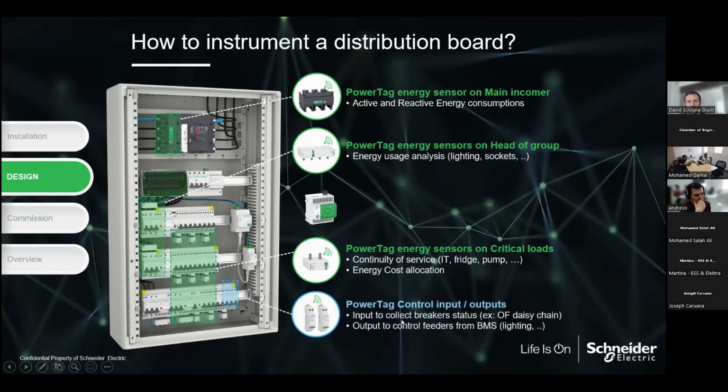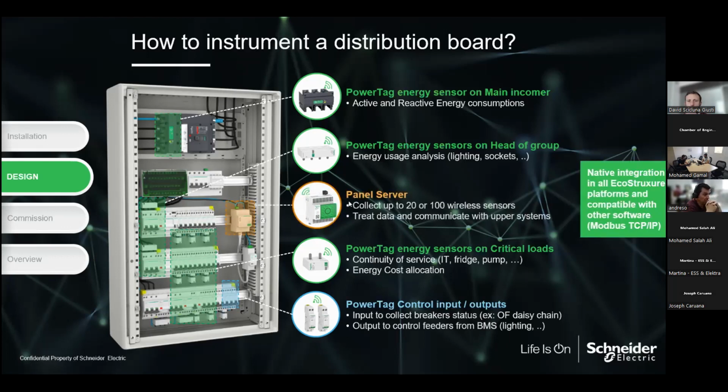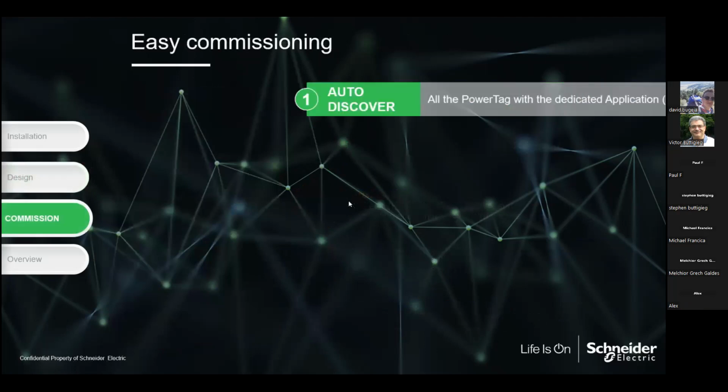And finally, there is something called power tag control input output. So you can give an output signal to open the light or close the light remotely, and take an input from a miniature circuit breaker to say it is on, it's off, it's tripped or not. And finally, here is the concentrator, which is called a panel server. It has three types or three references. It could collect up to 20 or 100 wireless sensors within the same panel, and like you see, it is the brain of the system. It collects all of the data in order to aggregate it to your software, or even to open the web page of the panel server itself to see your consumption, by simple Ethernet cable, Modbus TCP over IP.